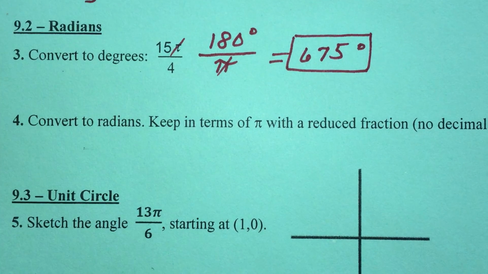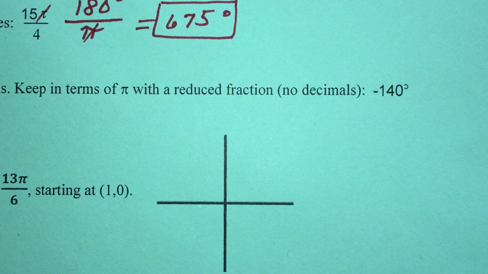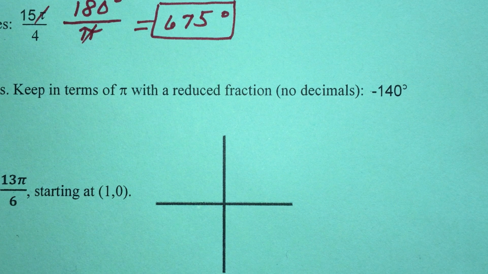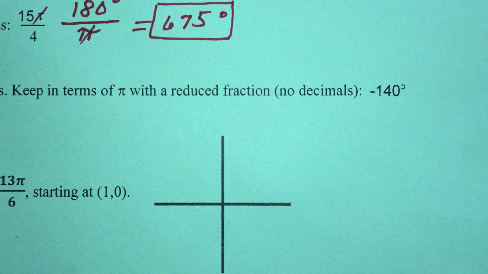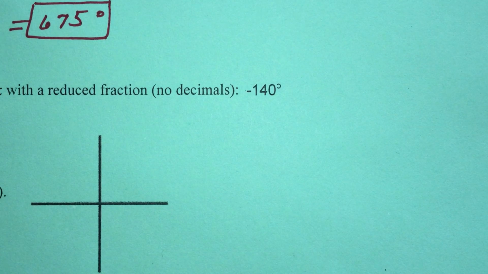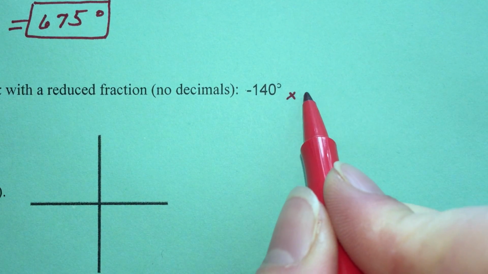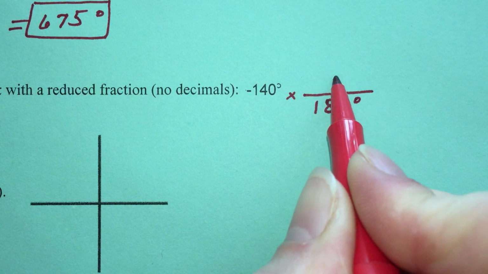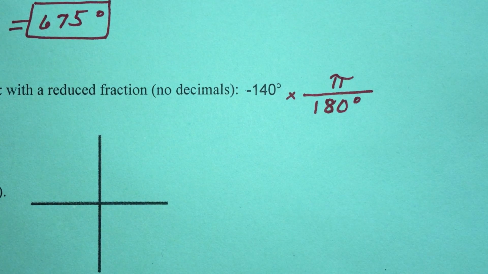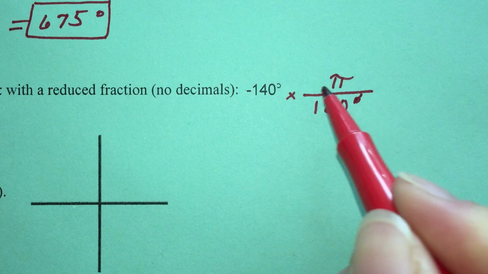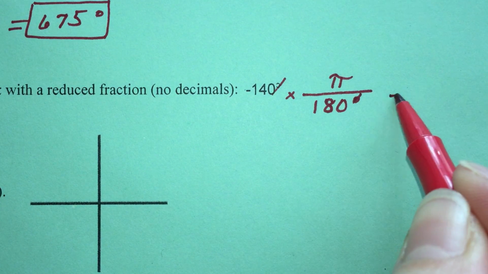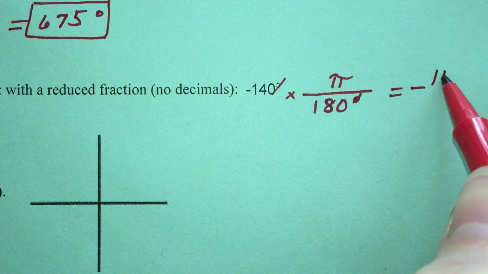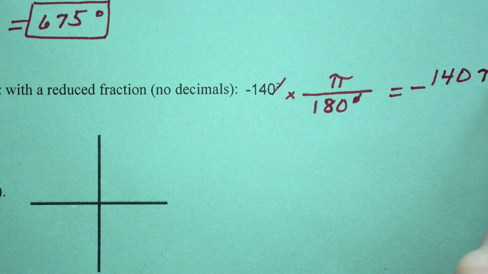In number 4, we're doing the opposite. We're converting to radians, and we want to keep in terms of pi with a reduced fraction, no decimals, because that's convention when dealing with pi. So here I want degrees to cancel, so I'm going to multiply by 180 degrees is equivalent to pi radians. When I put the degrees on the bottom, then they cancel. And I'm left with actually negative 140 pi over 180.